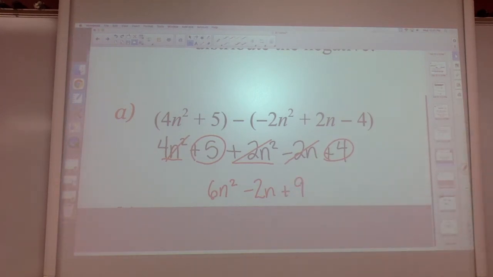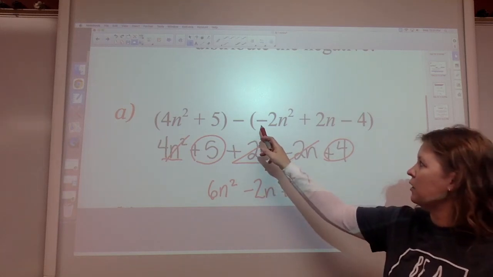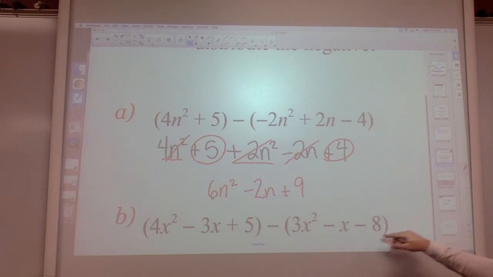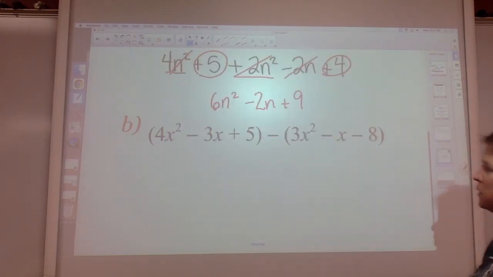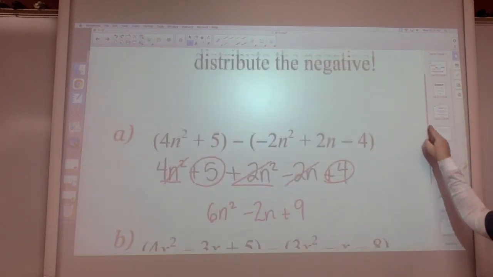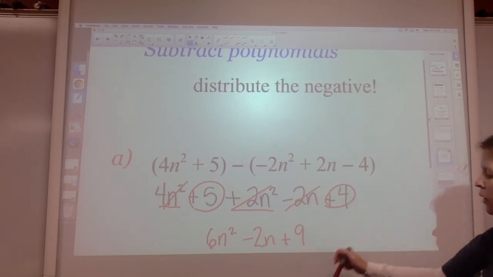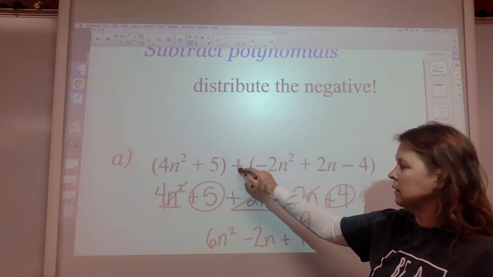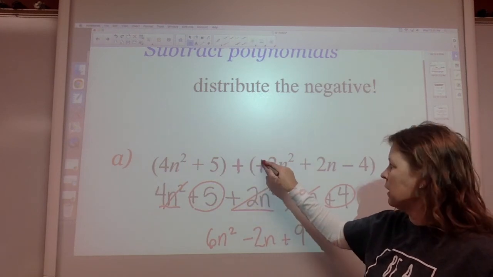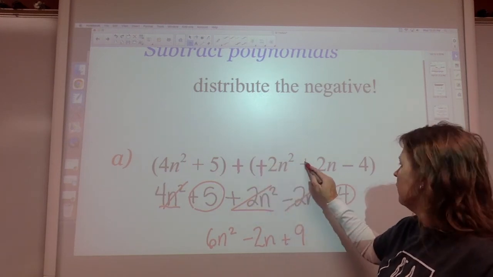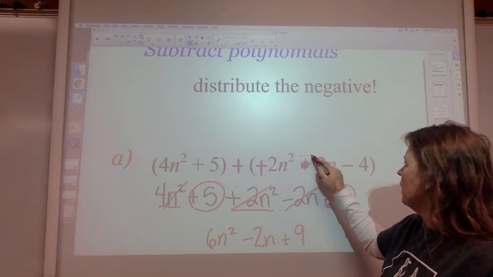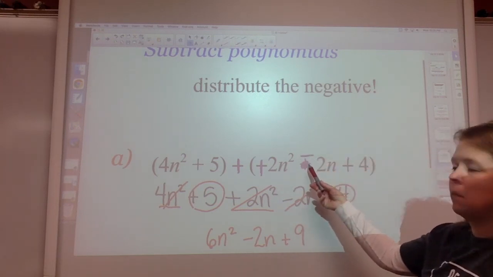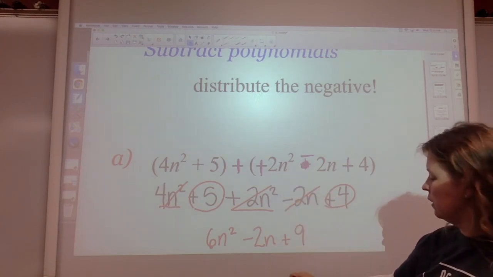So the only thing that's different about a subtraction is you've got to change all of those signs. Now, if you want to save a little bit of time, yes, I'll let you shortcut it, but you have to be super careful. I could have let you just change it by saying this one becomes positive, this one becomes positive, this one becomes a negative, and that one becomes a positive. As long as you make your negative super obvious.